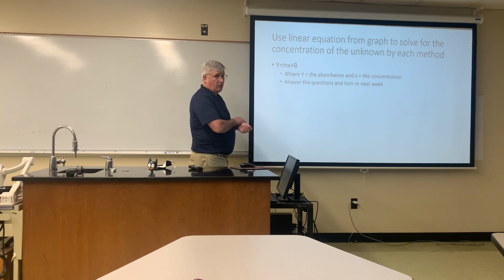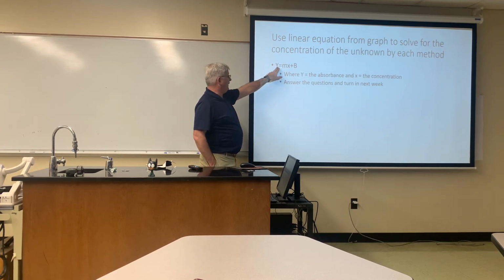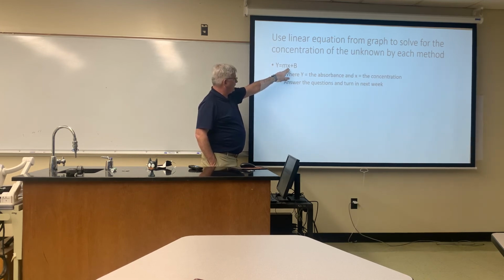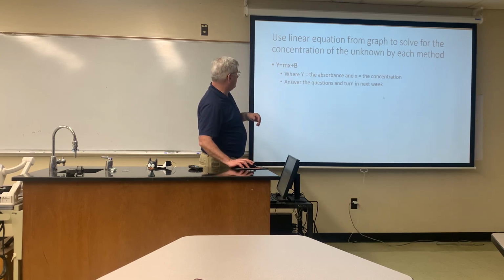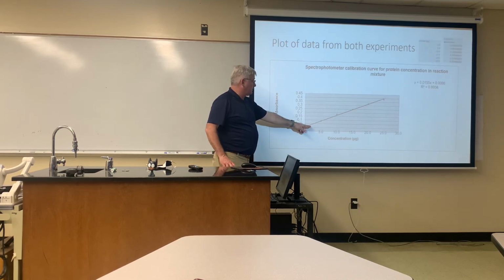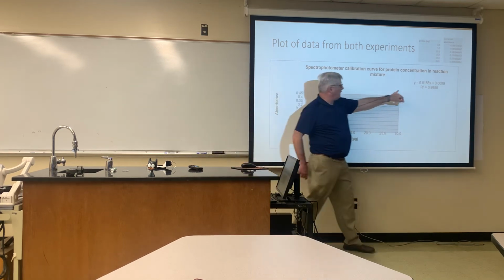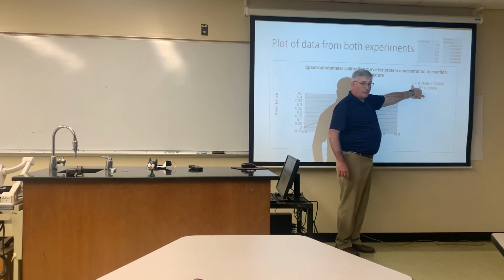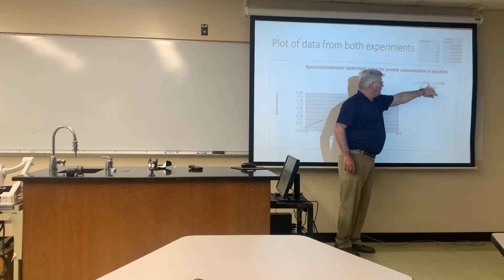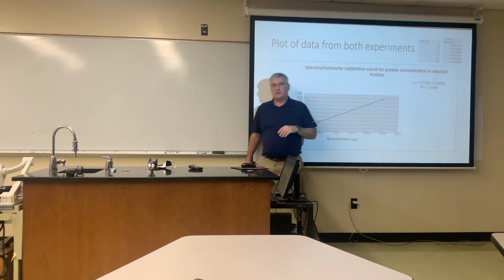Our linear equation, we've seen this so many times, I feel like you know this. Y would be the absorbance, the X would be the concentration, and the slope of the line on the previous graph is the calibration curve. I would take my unknown's absorbance, plug it in here, and then solve for X to find the concentration of the unknown.